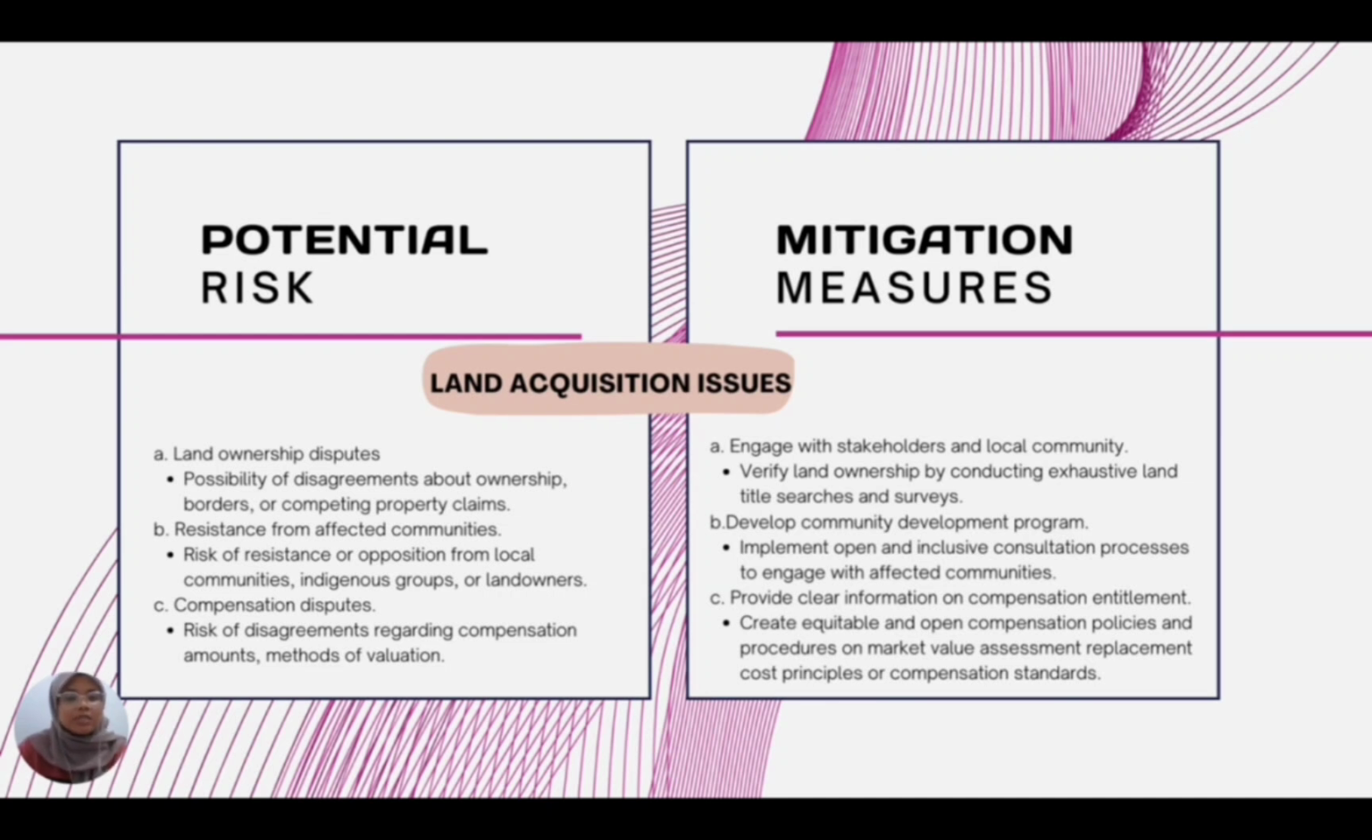The mitigation measure for this category of risk, first one, is to engage with stakeholders and the local community, and to verify the land ownership by conducting an exhaustive land title search and survey. Second one is to develop a community development program.